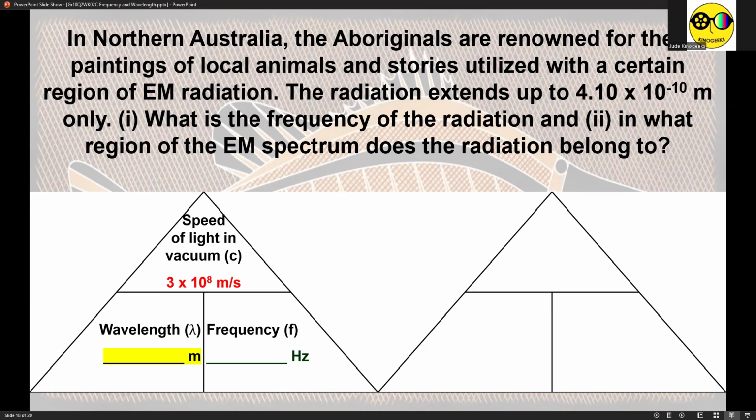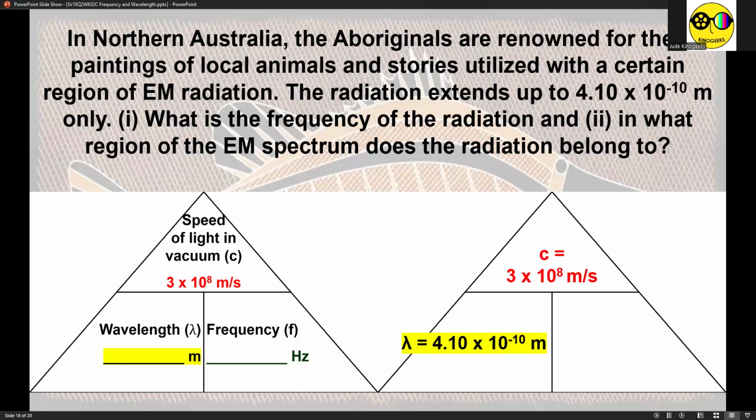So, first step in filling up the pyramid is we write the speed in vacuum, 3 times 10 raised to positive 8 meters per second. And then 4.10 times 10 raised to negative 10 meter falls under the wavelength. So bottom left.